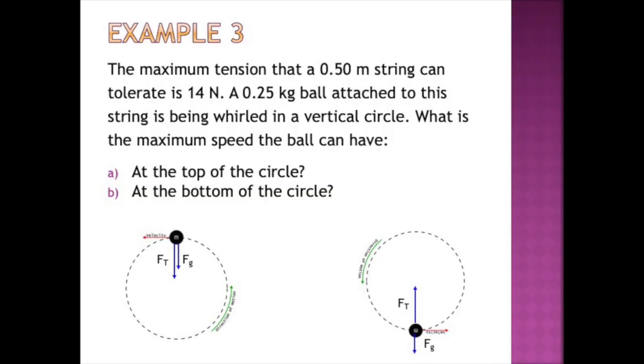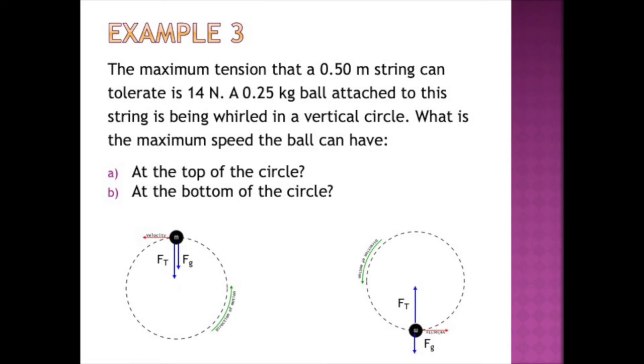So let's do one of the classic questions here, which is going to be a ball on a string being swung around vertically. And we're given that the maximum tension of this 0.5 meter string can be 14 newtons, and then they ask you what is the maximum speed that the ball can have at the top or the bottom.